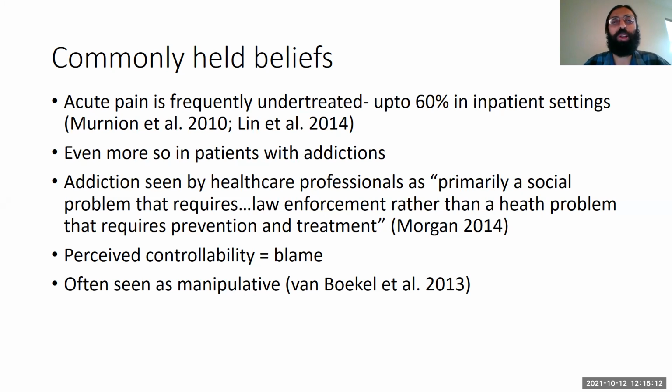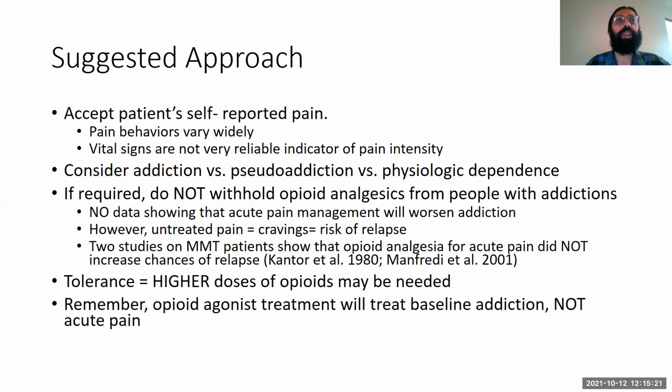So we still have a long way to go in terms of education, right? And patients with addictions are often seen as being manipulative. So I think it's important to provide patient-centered care. It has been recommended in the literature that we start by accepting the patient's self-reported pain. And again, I'm talking about acute pain here. With chronic pain, the approach is very different.